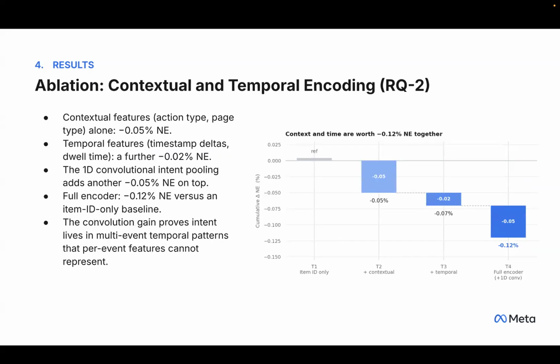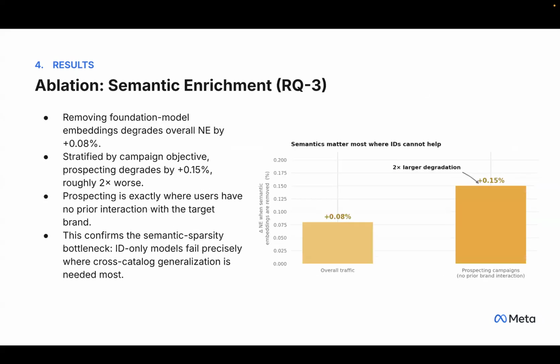We also did some ablation study to understand exactly where the gain comes from. Our first part of the gain was definitely the enrichment, with 0.05 coming from just context and 0.02 coming from temporal features. The 1D convolution intent helps us have another 0.05% NE on top of that. Another part we checked is the importance of the foundation model. By removing the foundation model, the performance dropped by about 0.08%.